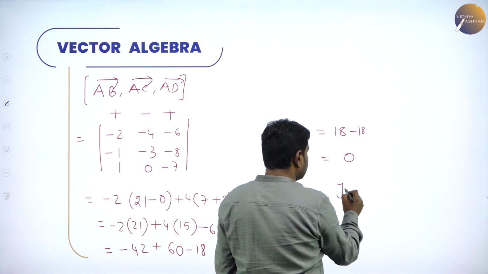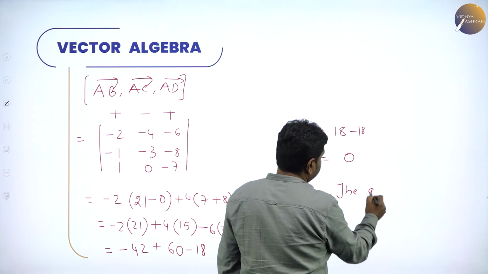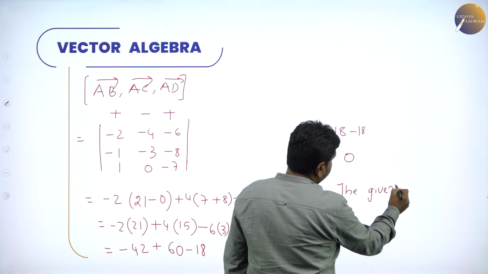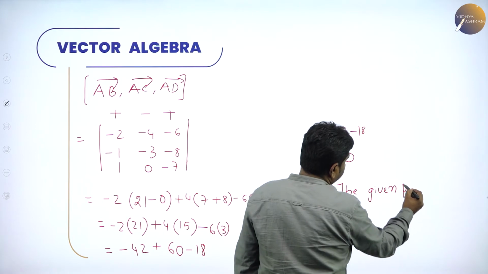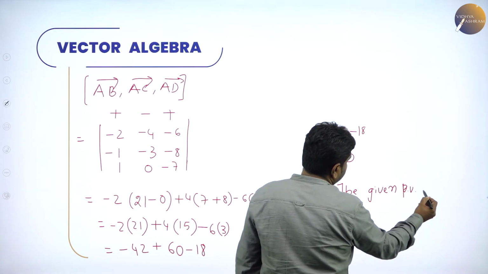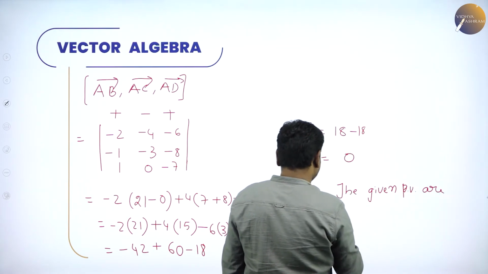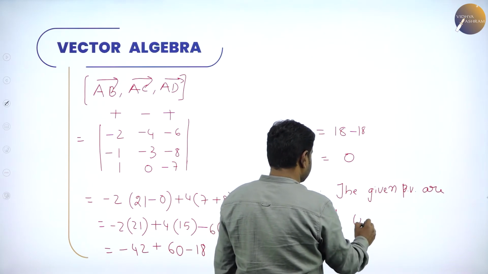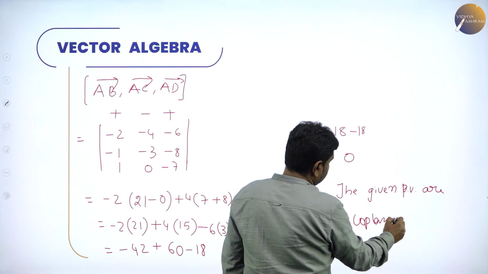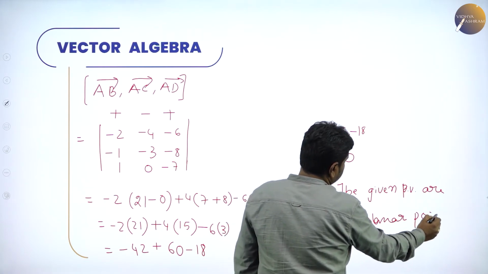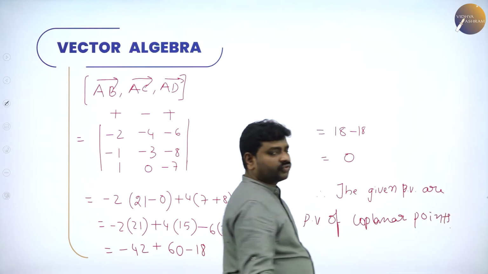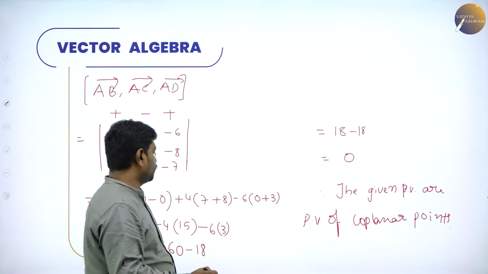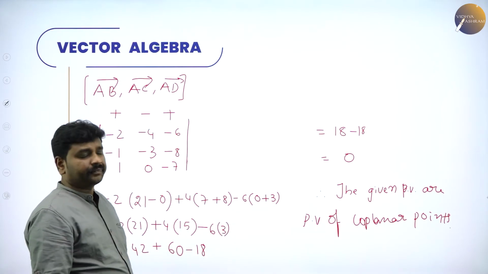The position vectors form what is called coplanar points. Therefore the given position vectors are the position vectors of coplanar points. We can also say the given position vectors form coplanar points because the box product is 0.